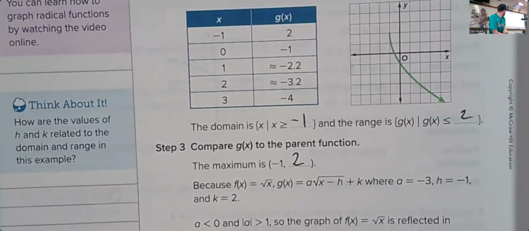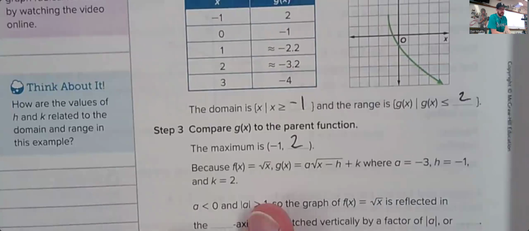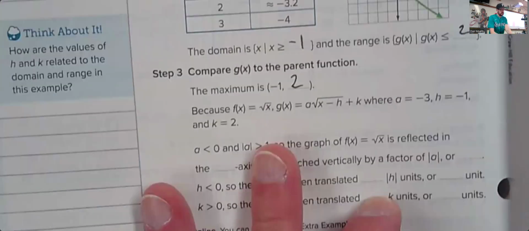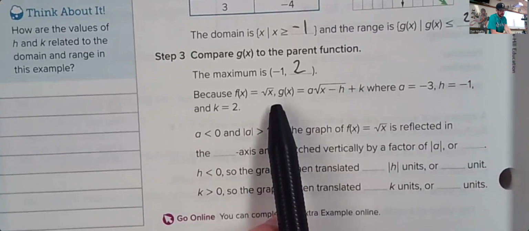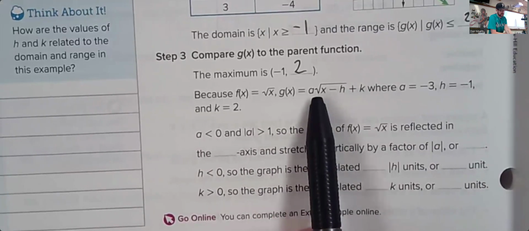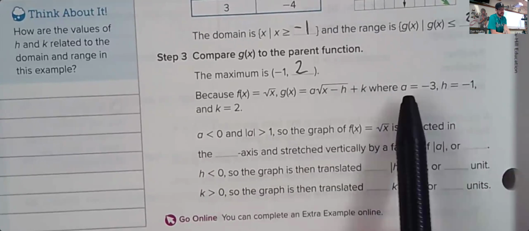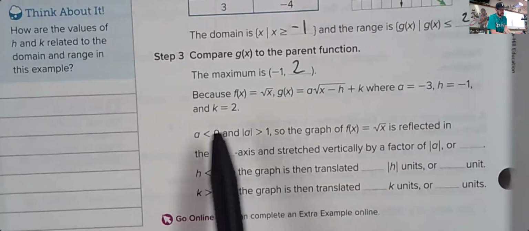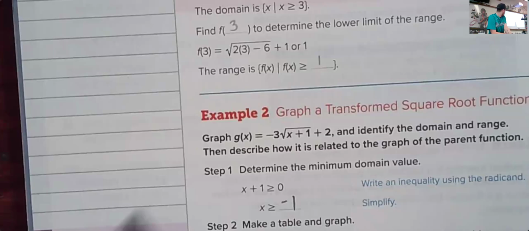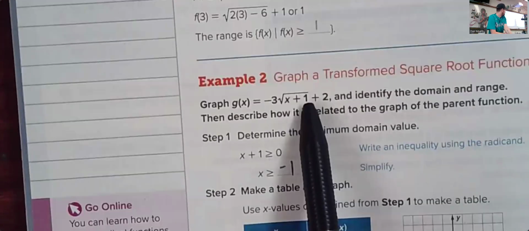So now we're going to talk about how this compares to the parent function, which is y equals the square root of x. Because f of x, the parent function, is equal to the square root of x, and g of x is equal to a times the square root of x minus h plus k, where a is -3, h is -1, and k is 2. Going back up here, why is h equal to -1 when there's a plus?